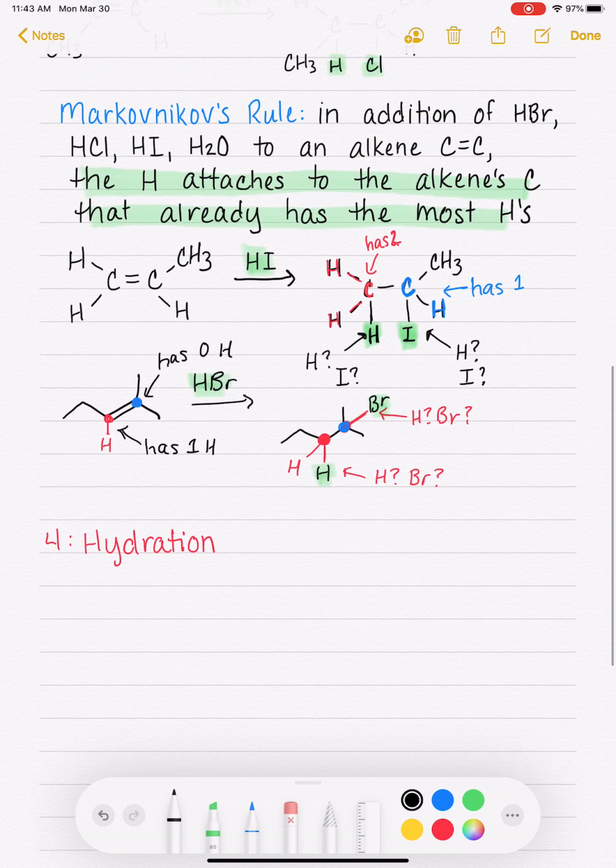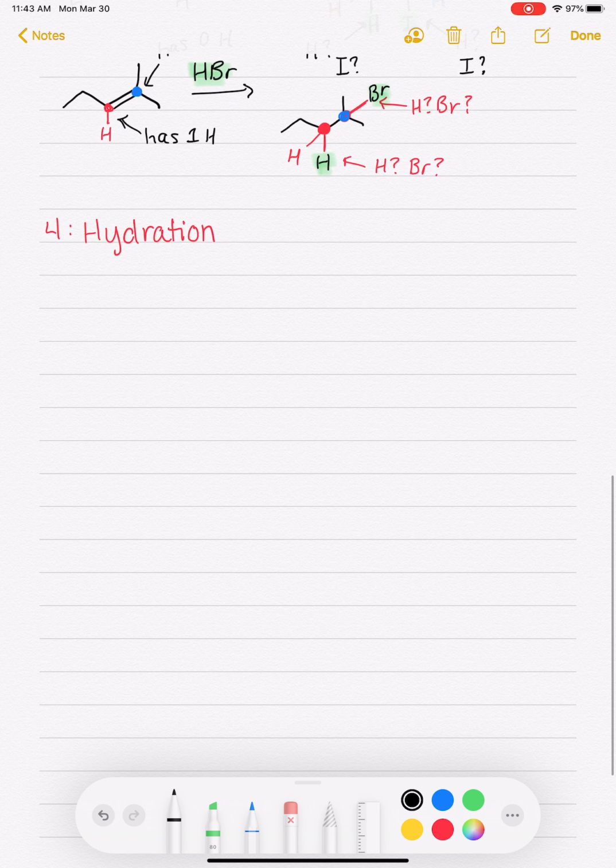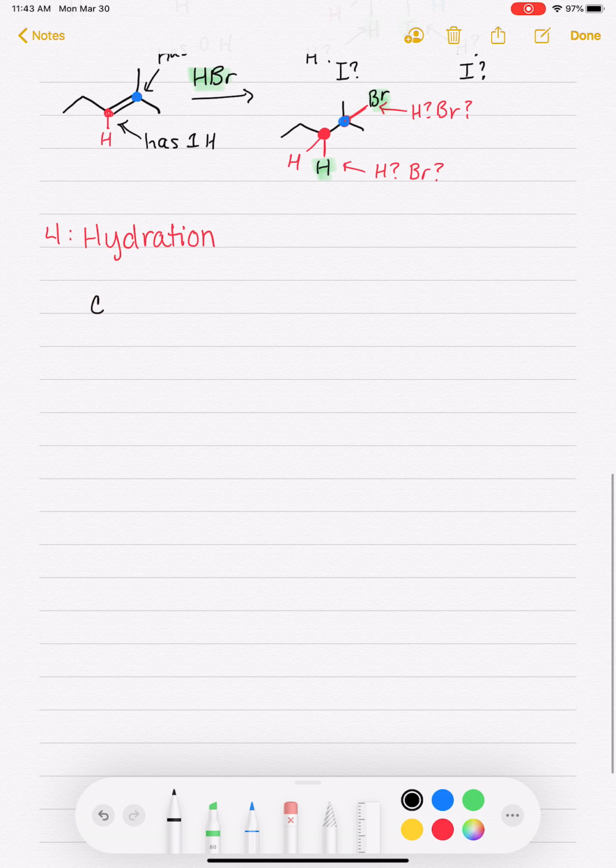So let's start, just like we did with the other three reactions, by making a generic alkene. And again, we're not going to worry about what is attached to the carbons of the alkene. In this reaction, we are adding water, H2O, but instead of writing H2O, I'm going to write the water molecule like this, HOH, and you'll see why when we draw the products.